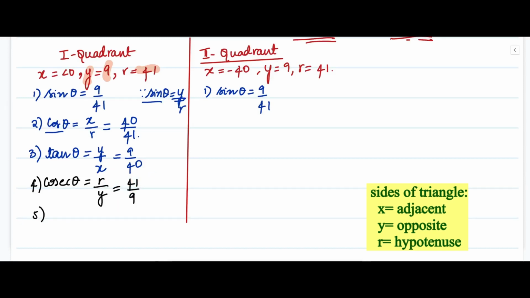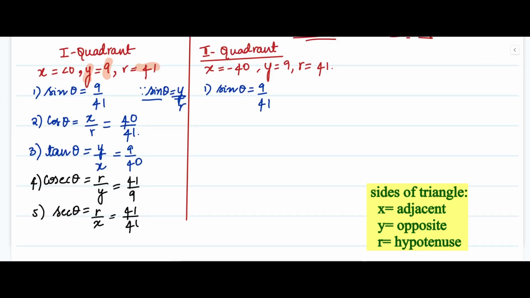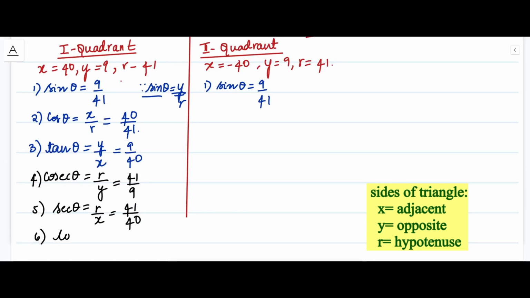The fifth trigonometric function is secant theta, or sec theta, whose definition is r divided by x. So secant theta is the reciprocal of cos theta. We can directly write it as 41 divided by 40. If we check, r is 41 and x is equal to 40. And the last one will be cot theta, that is cotangent theta, whose definition is x by y. So cot theta is the reciprocal of tan theta, so directly we can write the reciprocal of this number, 40 by 9. The value of x is 40 and the value of y is 9.